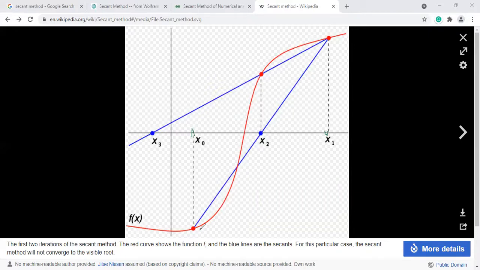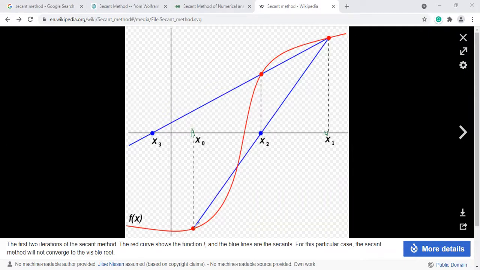This point is x0, f0 and this point is x1, f1. The graph is replaced by this secant, a straight line which joins the two points x0, f0 and x1, f1. We take the intersection of this secant with the x-axis, the point where the secant cuts the x-axis, and this is taken as the approximate value of the root.